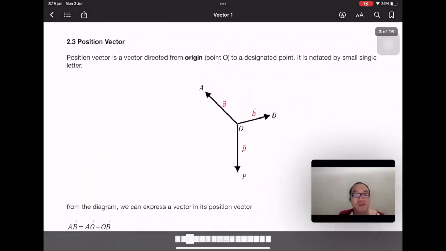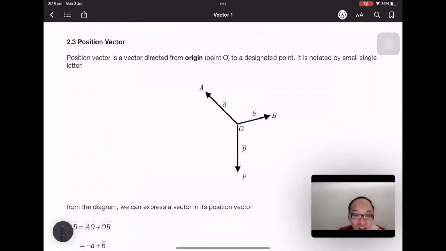Next one, position vector. What is a position vector? A position vector is a vector directed from the origin to a designated point. So from the origin to any point, that's called a position vector. It is notated by a small single letter. For example, from O to A is position vector a. From O to B is position vector b.